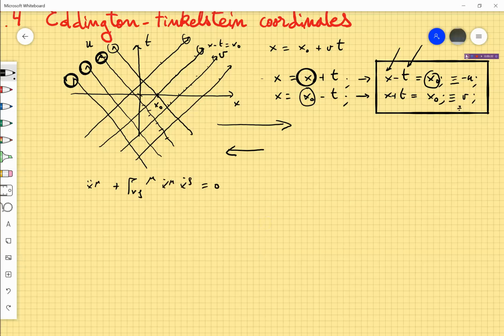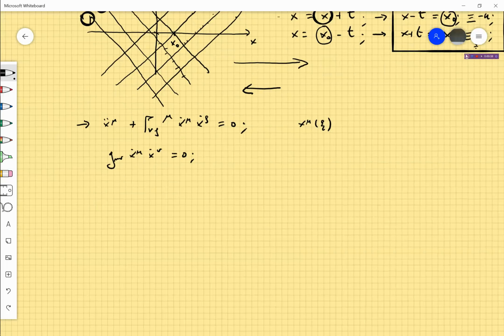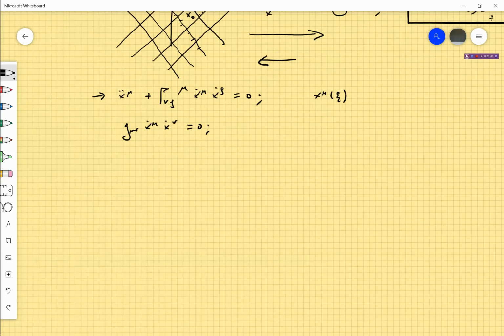With an additional condition, x dot mu x dot nu equal to 0, that tells you that the geodesics are null geodesics or light-like geodesics. This equation assumes that the parameter that we are going to use is the affine parameter, and we are going to call it psi. Well, the geodesic equations, we have written them many times.